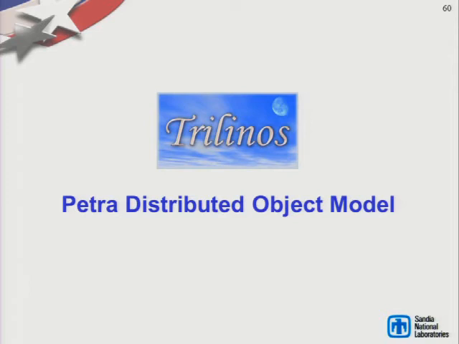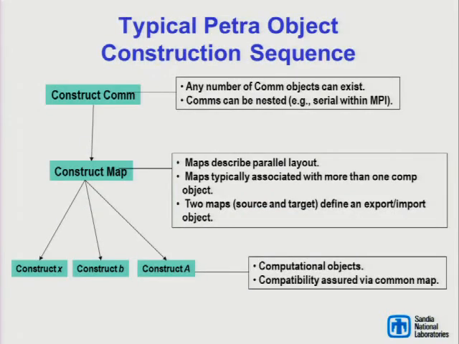All right. Petra object model. This is the key idea that underlies all of our linear algebra, and it's important to get right.